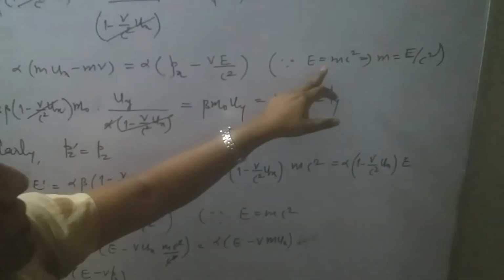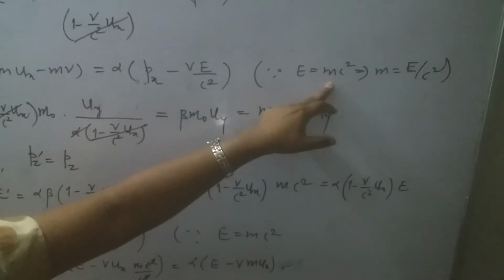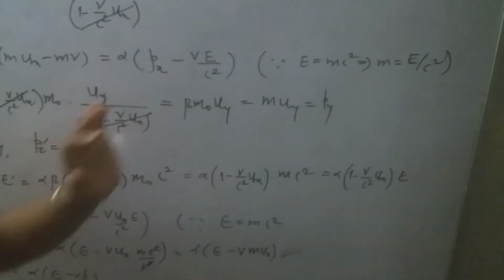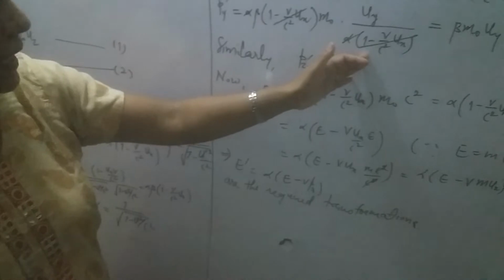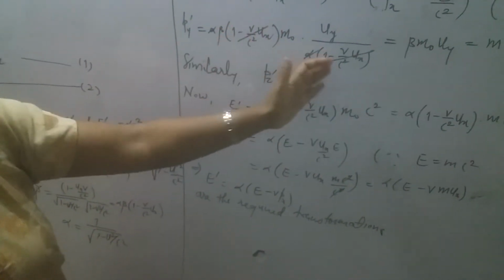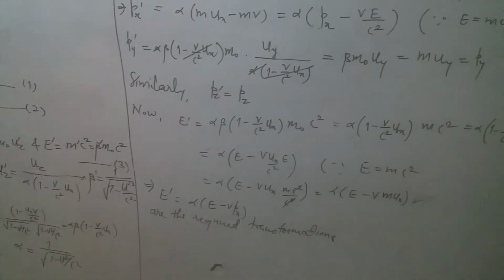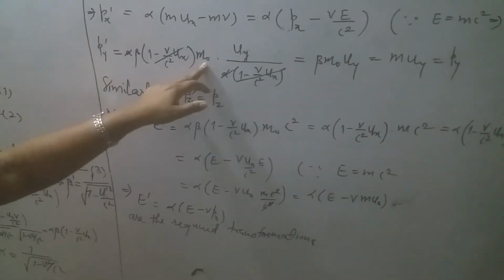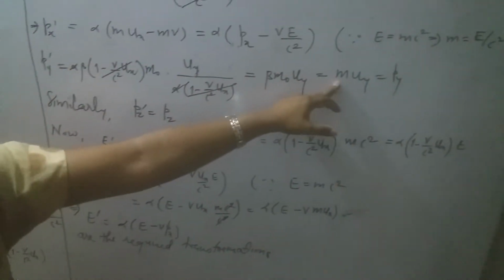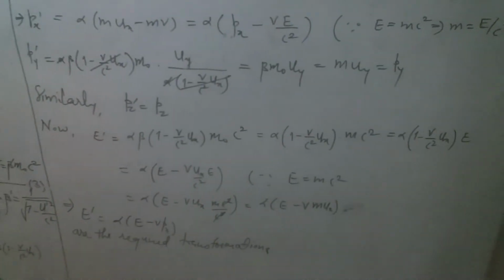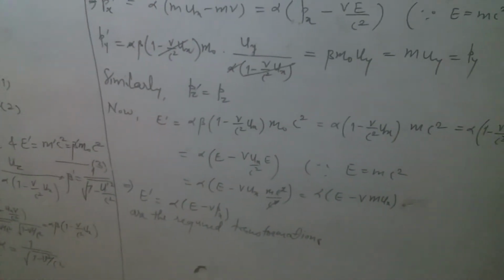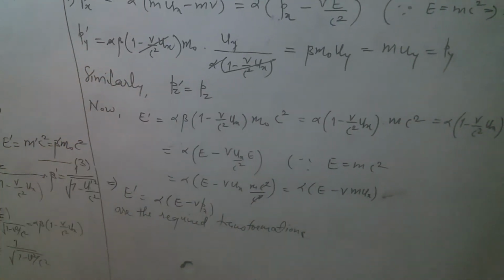Also we have the mass energy equivalence, E equal to mc square, so we can write m here as E by c square. Substituting the value of m in the second term, we can write it in this form. Now in py dash also we have substituted the values of beta dash and uy dash, so that we can cancel these two terms. Here alpha will also get cancelled and the second term 1 minus v by c square ux will also get cancelled. So here you will find beta m naught, that is m into uy, that is mass into y component of velocity, which is nothing but the y component of the linear momentum, denoted by py. Similarly we can show that pz dash is equal to pz.